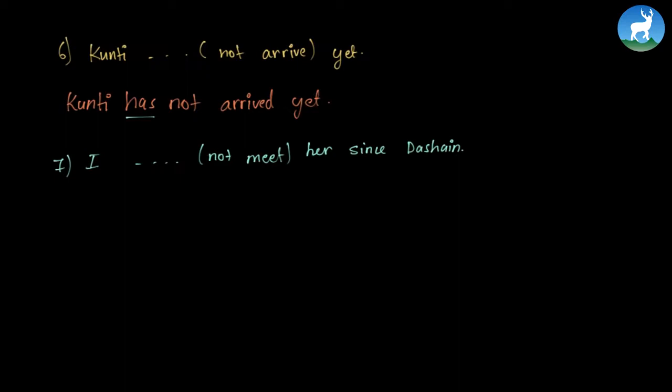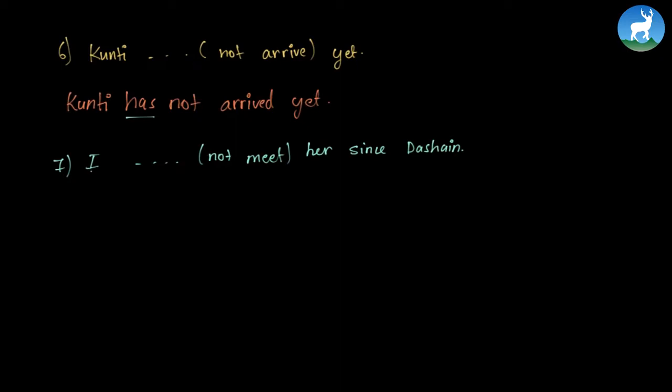I not meet her since Dasai. So here, the action that you have not met her is concerning in the present because you're saying that you haven't met her since Dasai. So the action has already happened that you have not met each other, but the effect is still in the present. You're concerned about the effect in the present. In these cases, we use have or has depending upon the subject in a sentence. So in the previous example, we were looking at Kunti. So Kunti is one person, hence we use has.